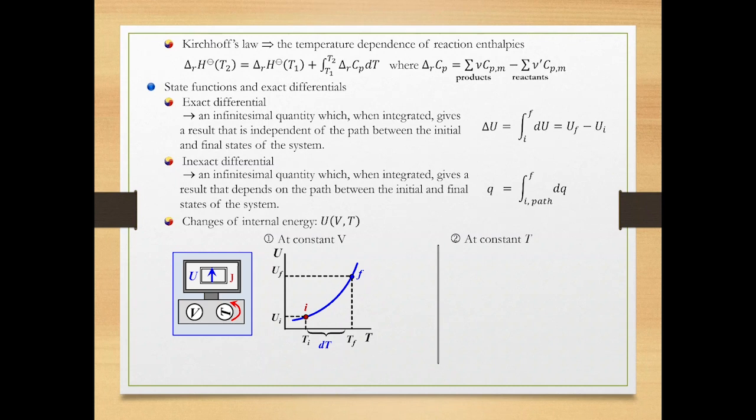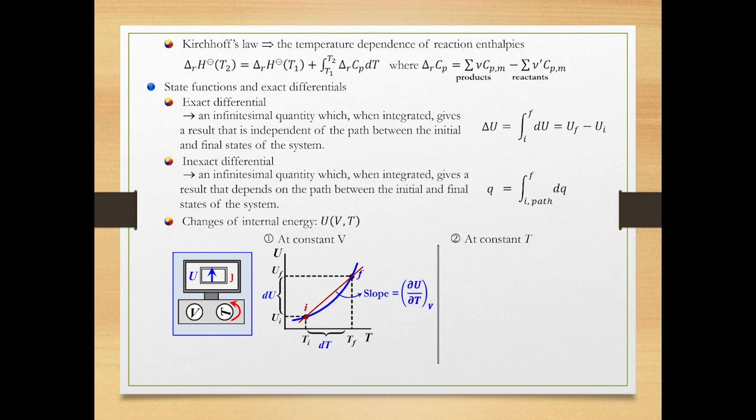Likewise, the corresponding internal energy difference is also infinitesimally small, which is represented by dU. This red straight line represents the slope of the curve at this narrow range, which is almost a single spot. The slope is dU over dT.